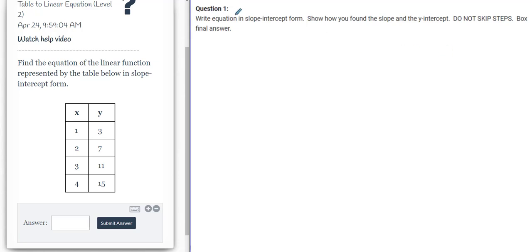Question 1. Write the equation in slope-intercept form. Show how you found the slope and the y-intercept. Do not skip steps. Box final answer.